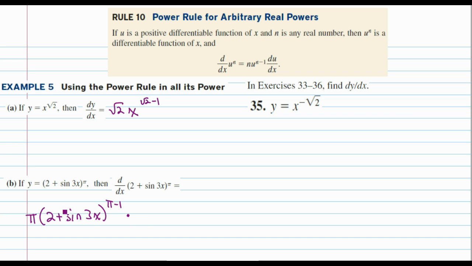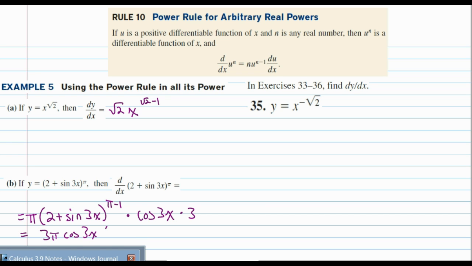I need to multiply by now the derivative of the inside. Derivative of 2 is easy. That's 0. The derivative of the sine of 3x, well, that itself is a composition function, so I need to use the chain rule. Derivative of sine is cosine. I'll leave the inside alone. Now I need to multiply by the derivative of the inside, which the derivative of 3x is just 3. So I have this whole stringy mess, and I can simplify that to be 3 pi cosine of 3x times the quantity 2 plus the sine of 3x to the pi minus 1.